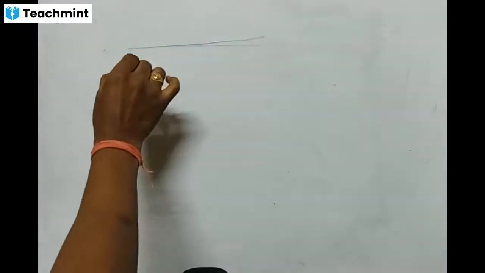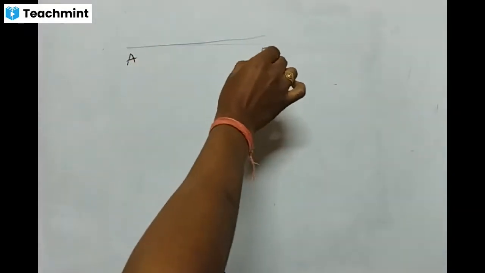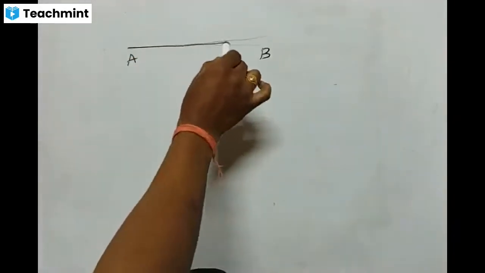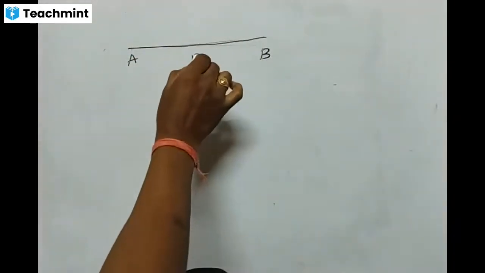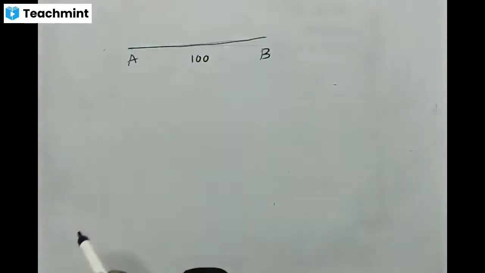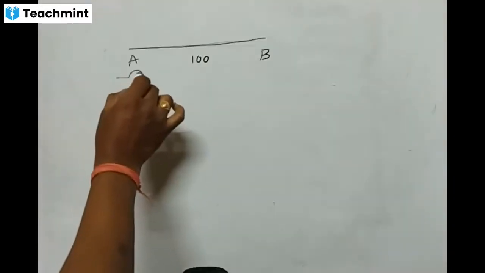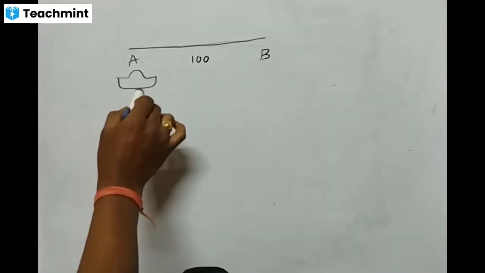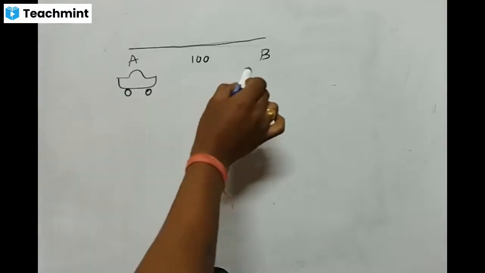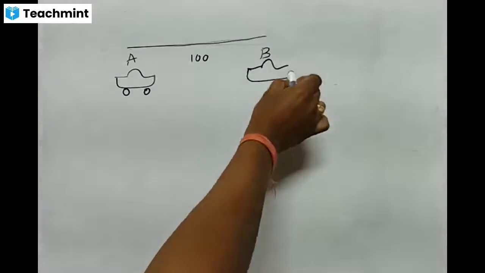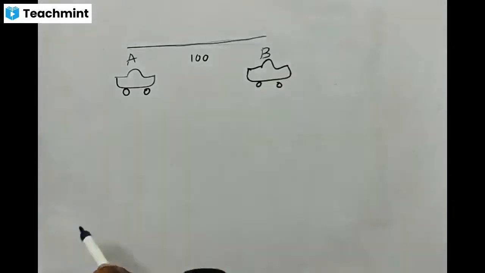Same time at different speeds. So A and B are the two places. The distance between both is 100 kilometers. One car is starting from A, one car is starting from B.